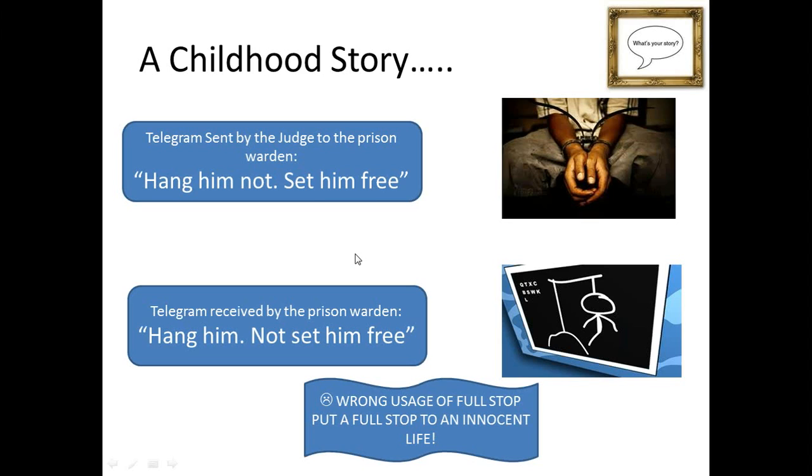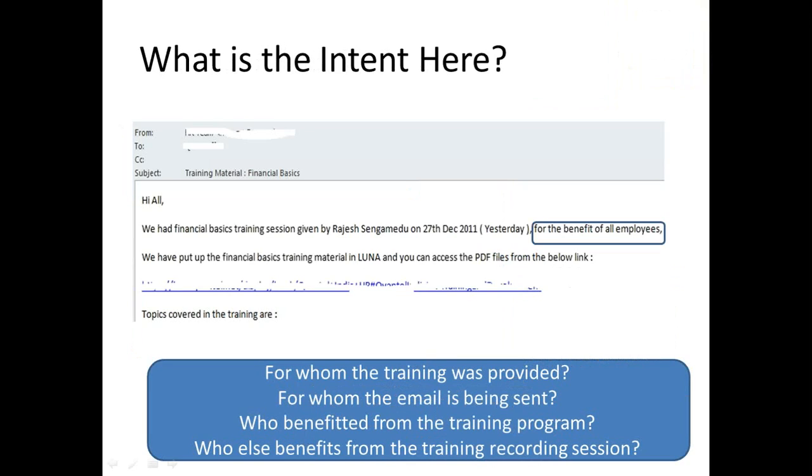Okay? Now, I want to tell you one case study about an intention. Now look at this. Here is a mail which was sent by somebody to everybody in the company, and the mail is basically saying that we had a financial basics training session given by Rajesh Sengamedu, for the benefit of all employees, full stop. We have put up the financial basics training in Lunada, and you can access the link.